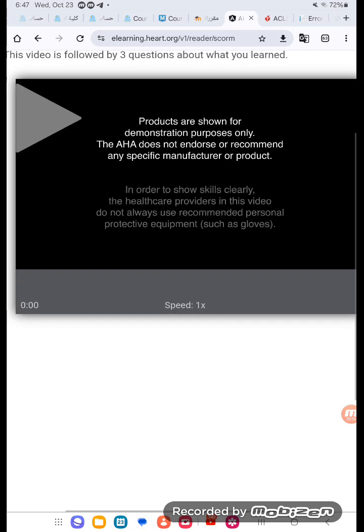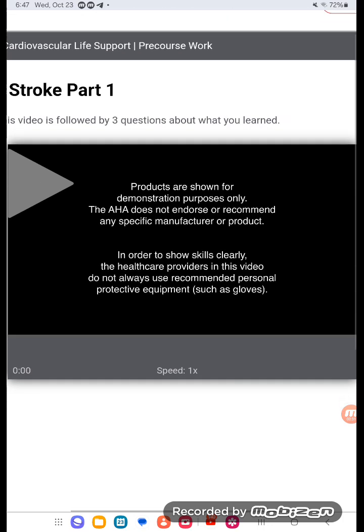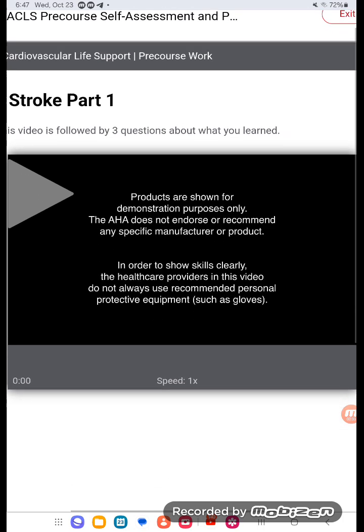Or recommend any specific manufacturer or product. In order to show skills clearly, the healthcare providers in this video do not always use personal protective equipment, such as gloves.